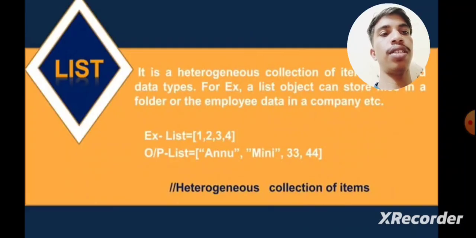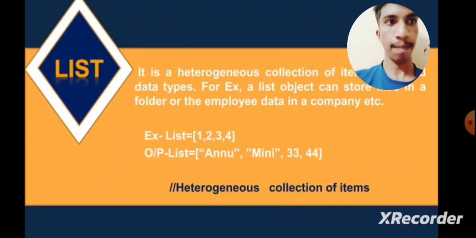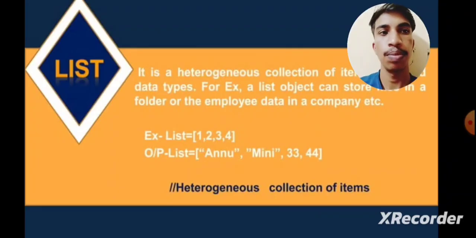List. It is a heterogeneous collection of items of different data types. For example, a list object can store the employee data in a company. Example: list 1 2 3 4, output: list, a heterogeneous collection of items.